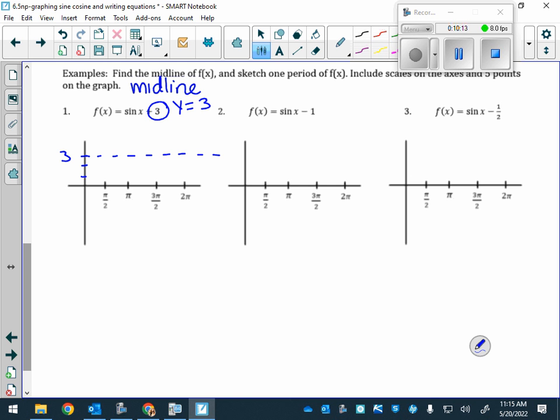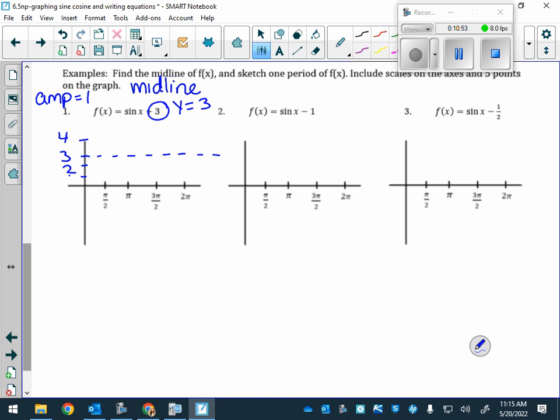Okay, what is my amplitude? Andrew? Our amplitude is 1. So, from my midline, and my amplitude is 1, 3 plus 1 is what? 4. That's going to be the highest point I reach. 3 minus 1? 2. So that's the lowest point. Okay, does everyone see that? The distance from the midline to the max should be your amplitude. So you're just adding 1, and then the midline to your minimum, you're subtracting.